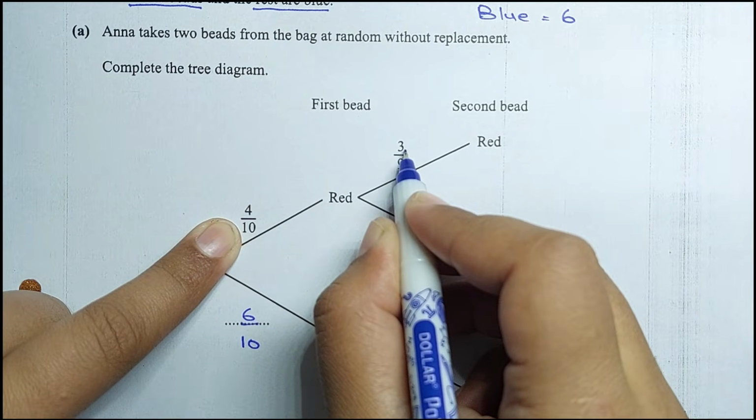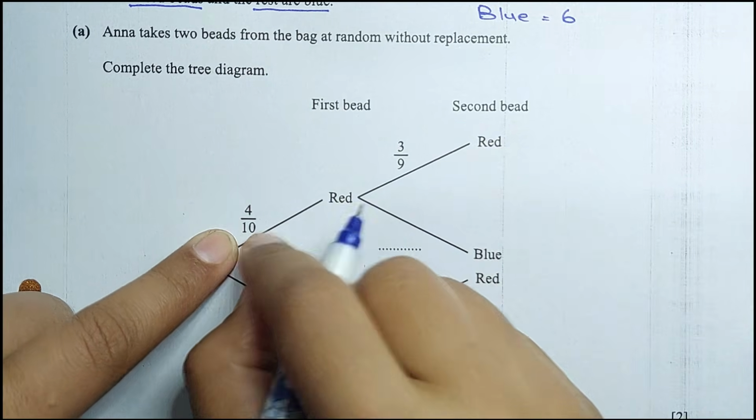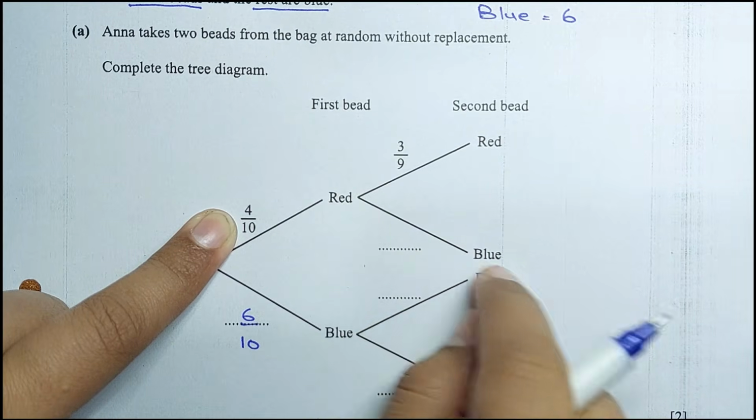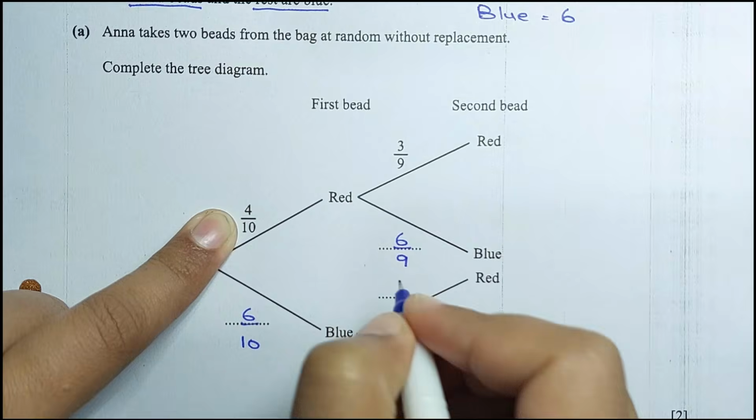3 reds are left now. She took the red and another red without putting it back. So the total 9 are left and the 3 reds are left. And if she took red, the blue stays the same. 6 blues are left out of the total now are 9, right?